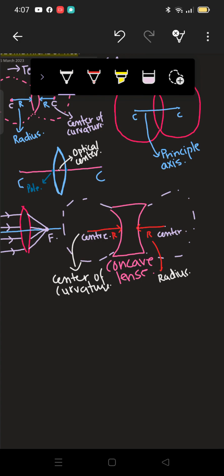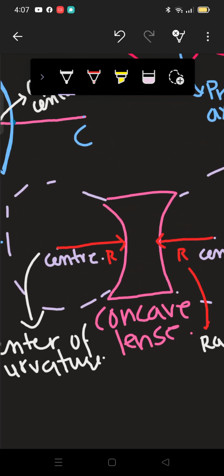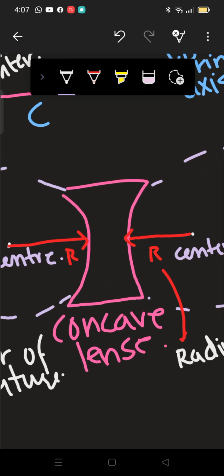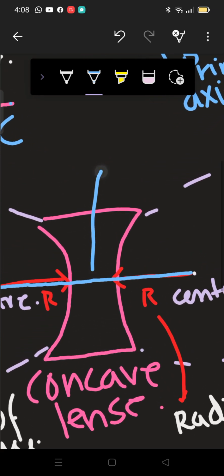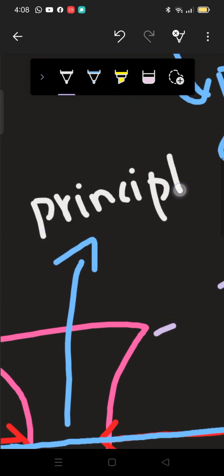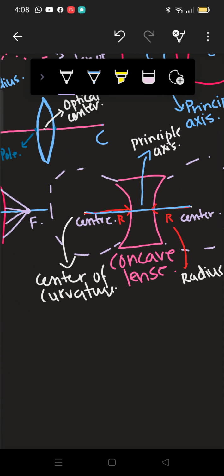The third terminology was the principal axis. I'm not going to make another diagram, but the principal axis is a straight line passing through the two centers of curvature. As you can see here, we have two centers of curvature, and the principal axis passes through these two centers of curvature. So this is the principal axis. The third terminology is done as well.